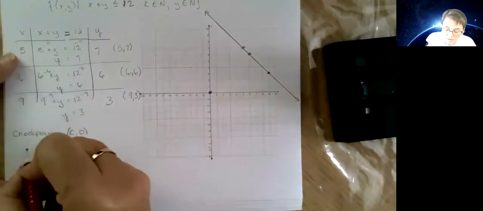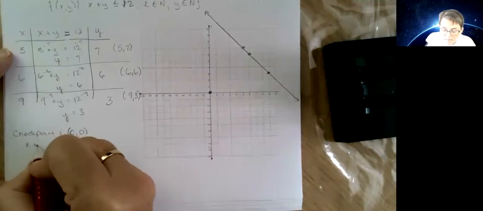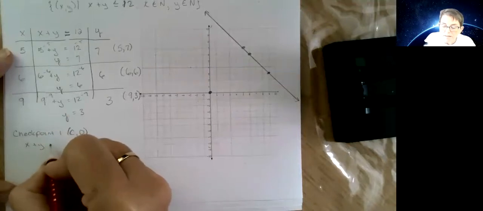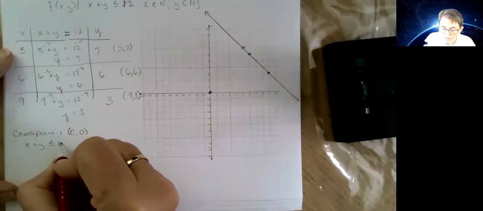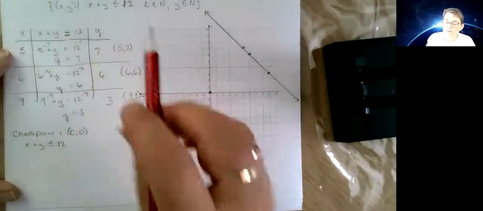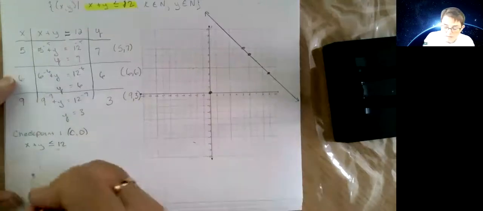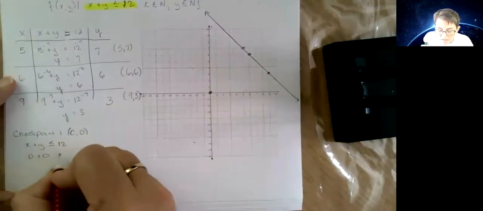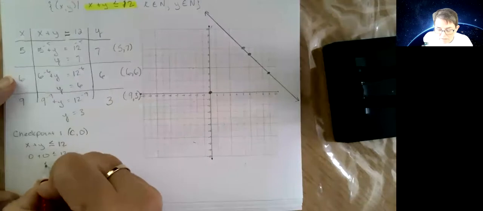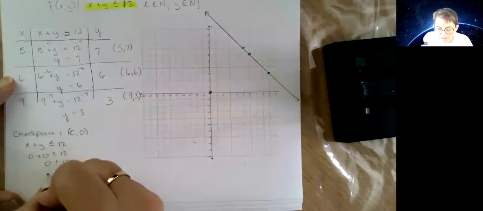All right, so 0, 0, x plus y is less than or equal to 12. Remember, we're always going back. When we do the checkpoints, you need to go back to the original inequality that you created. So 0 plus 0 is less than or equal to 12. 0 is less than or equal to 12. So that part's okay. So it looks like this part of my graph is fine.